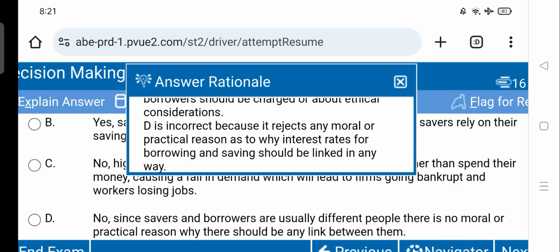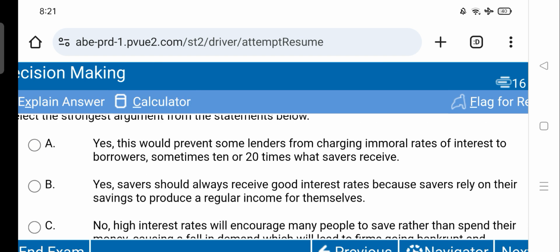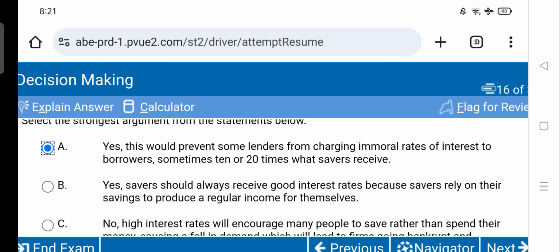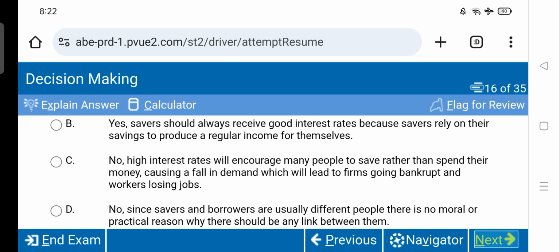D is incorrect because it rejects any moral or practical reason as to why interest rates for borrowing and saving should be linked in any way. So now we know that option A is the correct option because of this reason. And it says yes, this would prevent some lenders from charging immoral rates of interest to borrowers, sometimes 10 or 20 times what savers receive.